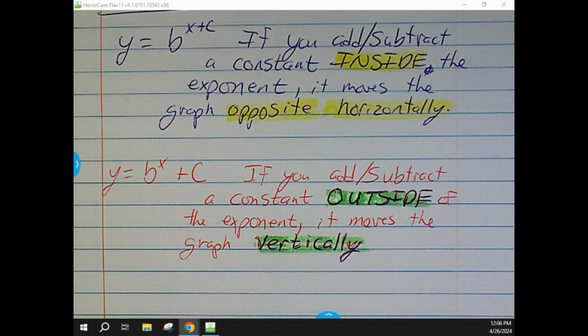Okay, so again, inside is horizontal, opposite direction. Anything on the outside, it's vertical in the normal direction.